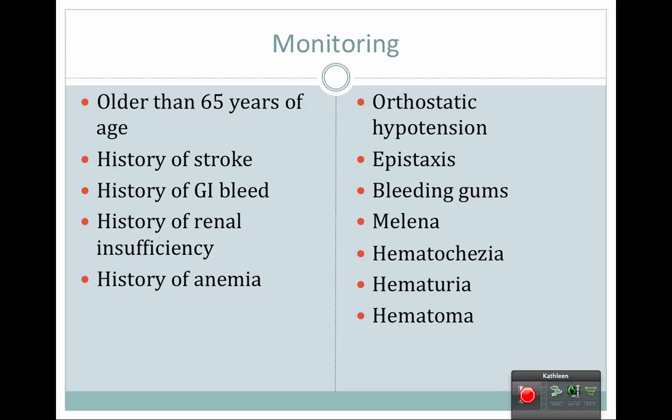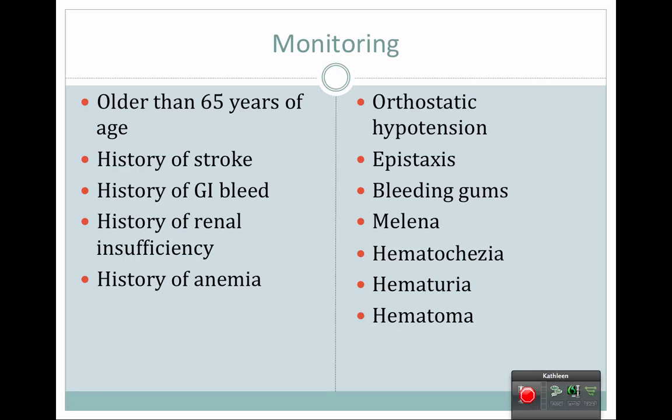Risk factors for bleeding: older than 65 years of age, history of stroke, history of GI bleed, history of renal insufficiency, history of anemia, those with orthostatic hypotension. Signs to watch for: epistaxis, bleeding gums, melena, hematochezia, hematuria, and hematoma.